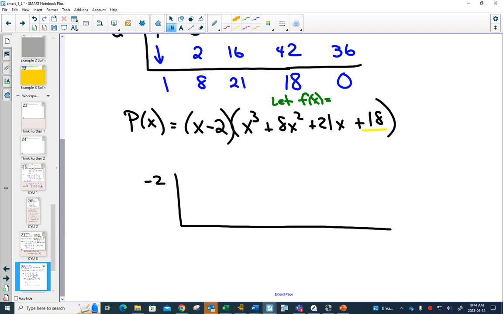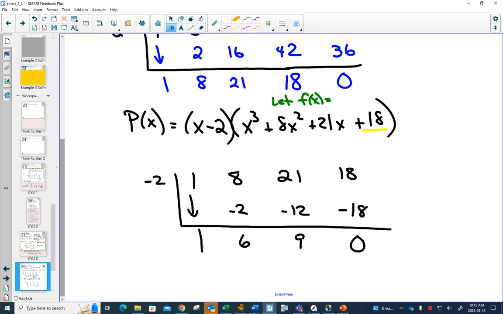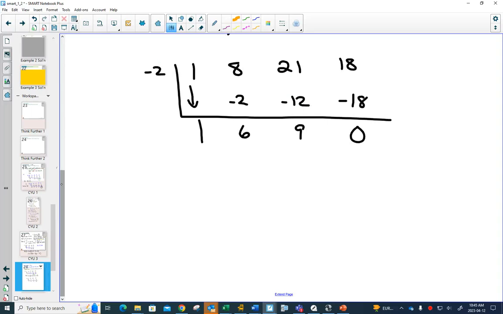Sometimes you try them with synthetic division and they work, and sometimes you try them with synthetic division and they don't work. Now my coefficients are 1, 8, 21, and 18. I'm going to bring down the 1, multiply, and add, multiply, and add, multiply. And I got lucky and had another one that has a remainder of 0. So this means that x plus 2 is a factor of this.